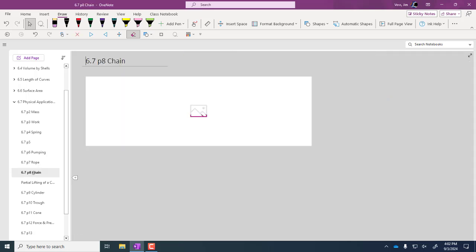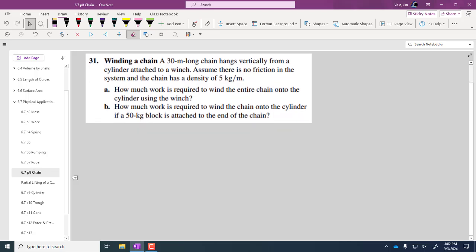So let's do a chain one. Very similar. We've got a 30-meter long chain hanging vertically from a cylinder attached to a winch. Assume there's no friction. Yeah, we hate friction. And the chain has a density of 5 kilograms per meter. One-dimensional density, kilogram per meter. We're happy that they gave us kilograms. We don't have to do any shifting by 3 decimal places.